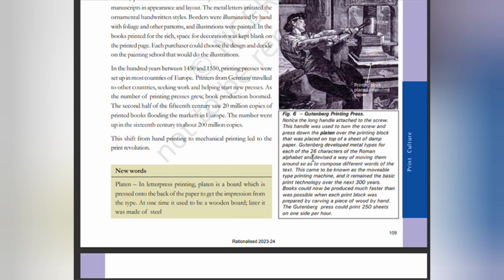Gutenberg developed metal types of each of the 26 characters of the Roman alphabet and devised a way of moving them around so as to compose different words of the text. This came to be known as the movable type printing machine, and it remained the basic print technology over the next 300 years. Books could now be produced much faster than was possible when each print block was prepared by carving a piece of wood by hand. The Gutenberg press could print 250 sheets on one side per hour.